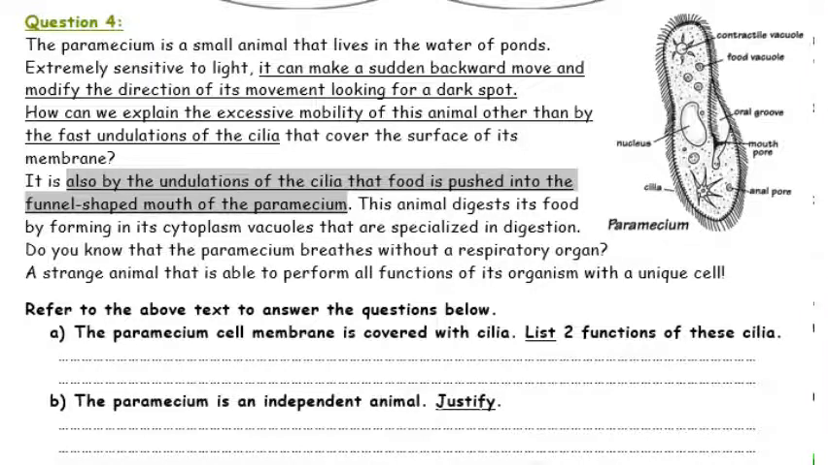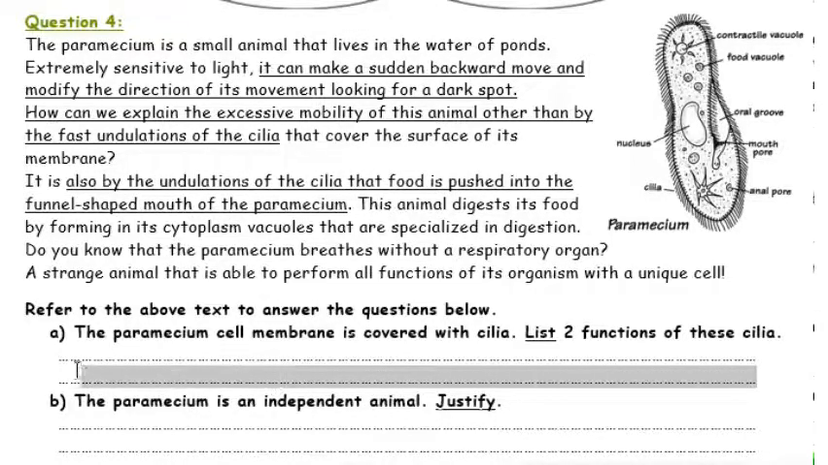So like you saw, when there's light, it can make a sudden backward move. It can move its cilia, and it's very mobile. It can change its direction, and it moves quickly and looks for a dark spot. Second function is that the undulations, or the movement of the cilia, push the food into the oral groove of the paramecium.